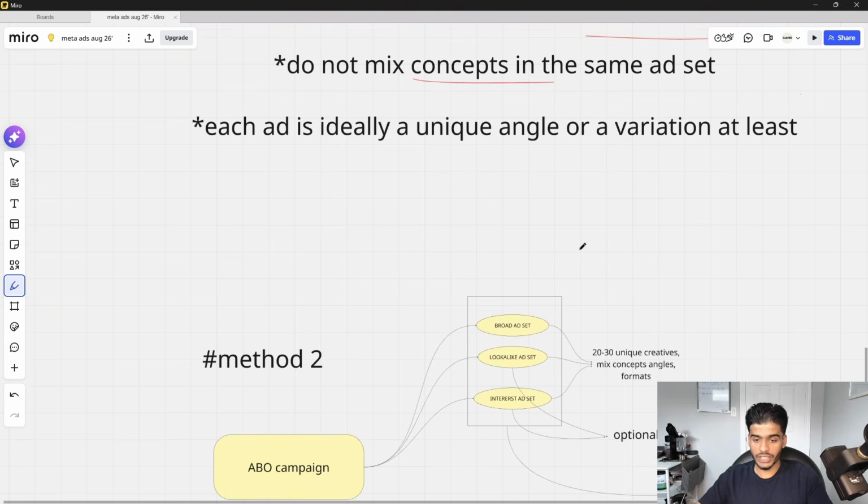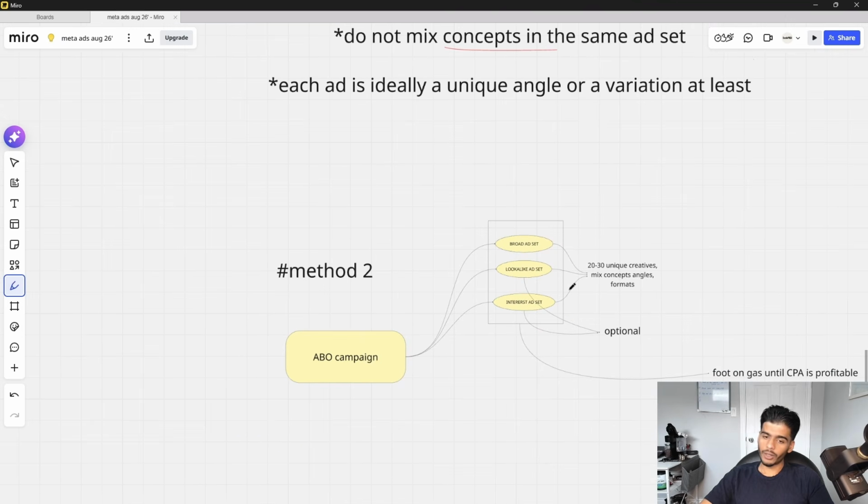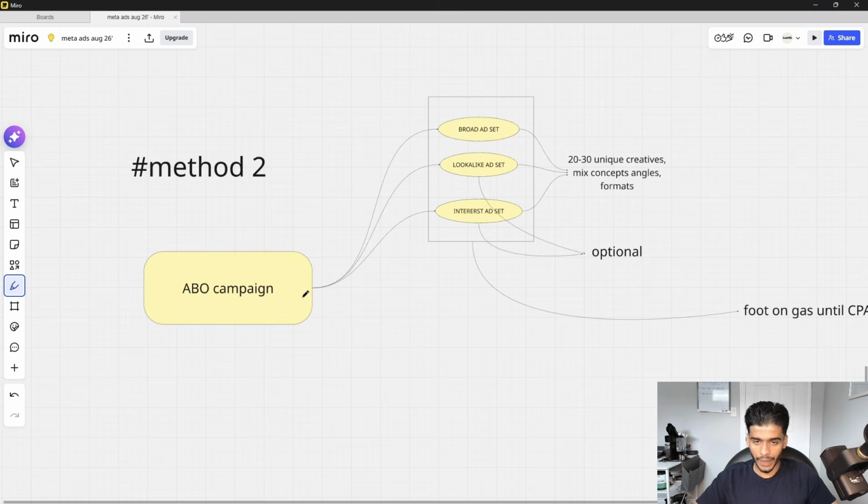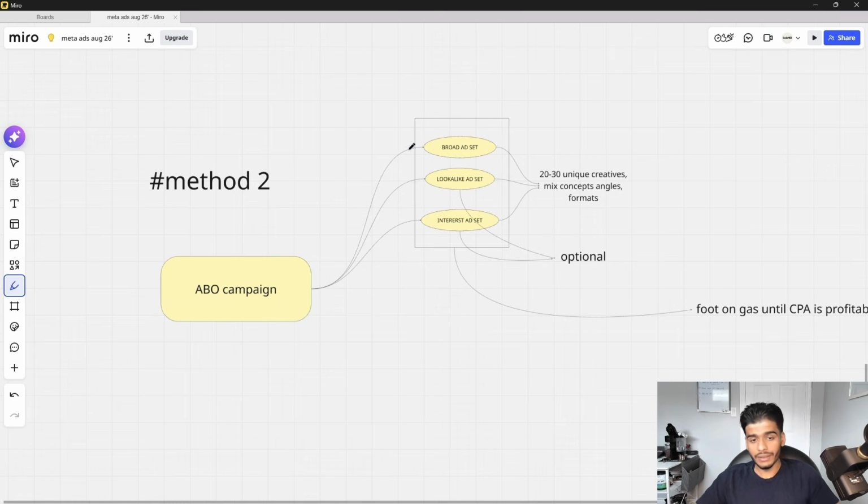Method 2 is my personal favorite. Not a lot of people prefer it to the method above, but this is my favorite, and Jeremy Haynes has taught me this by his YouTube videos, and I tried it out and it works really well. Sorry for stealing, Jeremy, but you got the sauce. You are gonna have an ABO campaign, and within it, this is gonna be a batch of ads. So this is batch 1 of your ads.